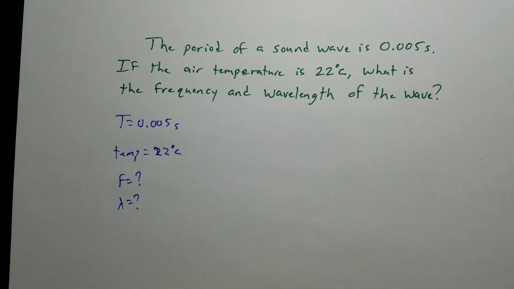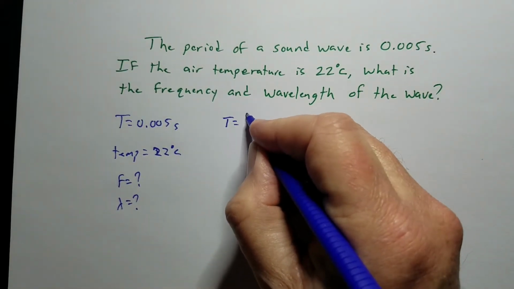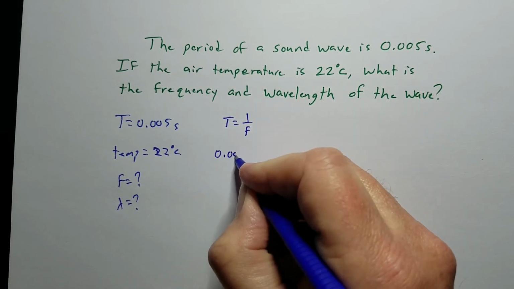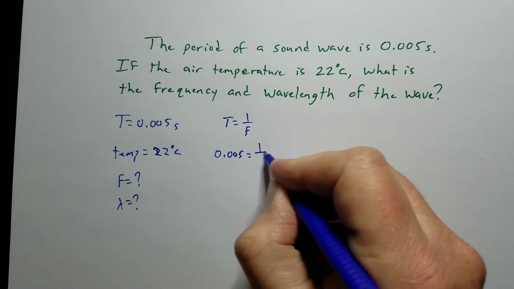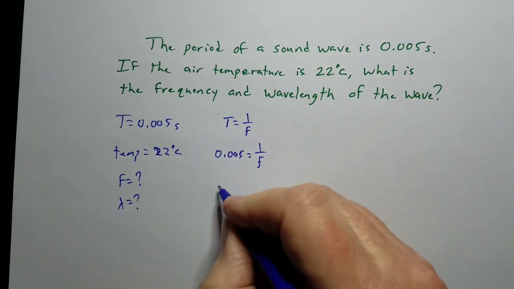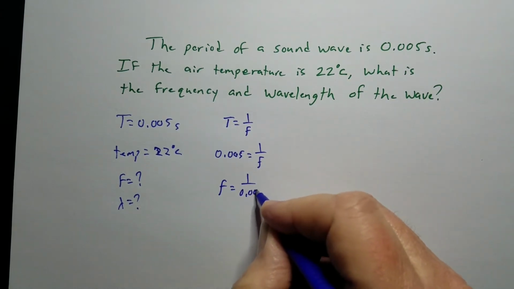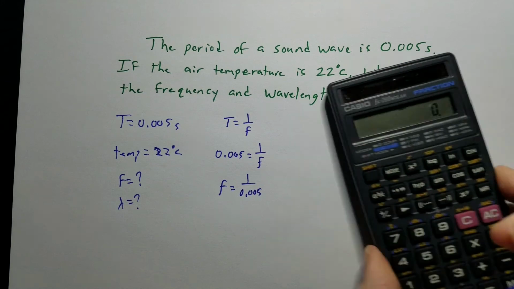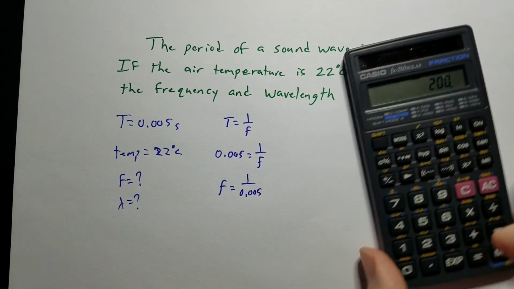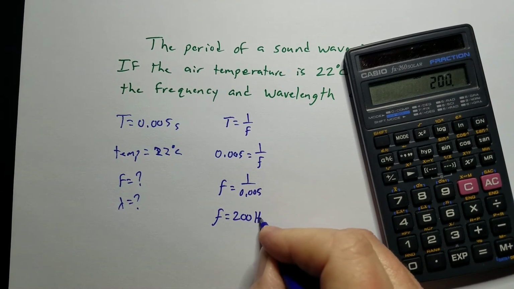Well, since I know the period, I can go ahead and figure out the frequency. Period is 0.005 equals 1 over the frequency. Super secret metric, you go ahead and swap those out. Frequency is 1 over 0.005. And so we take 0.005, take the inverse of that, we get a frequency of 200 hertz.